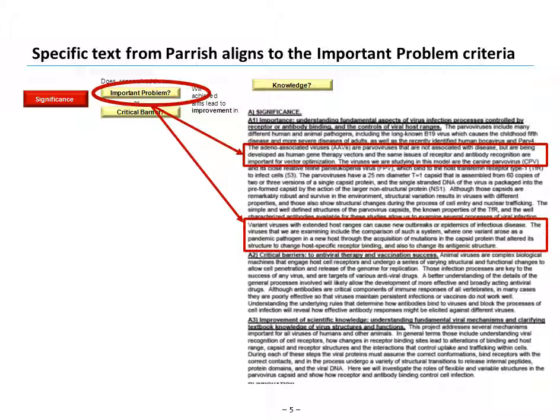Another important problem that the study addresses, variant viruses with extended host ranges can cause new outbreaks or epidemics of infectious disease. Hey, nothing more important than that. The viruses that we are examining include the comparison of such a system where one variant arose as a pandemic pathogen in a new host through the acquisition of mutations in the capsid protein, that component that they're studying, that altered its structure to change host-specific receptor binding and also to change its antigenic structure.